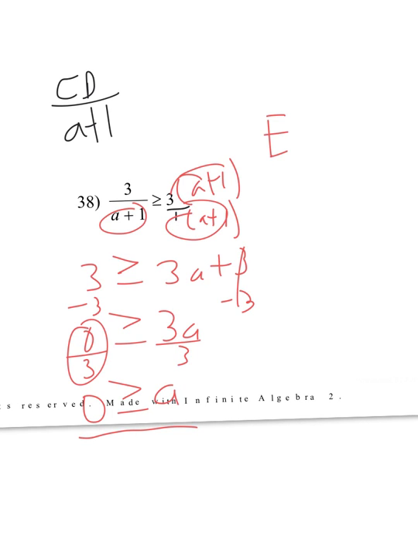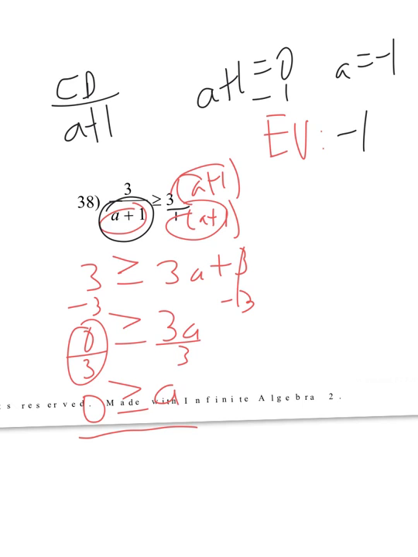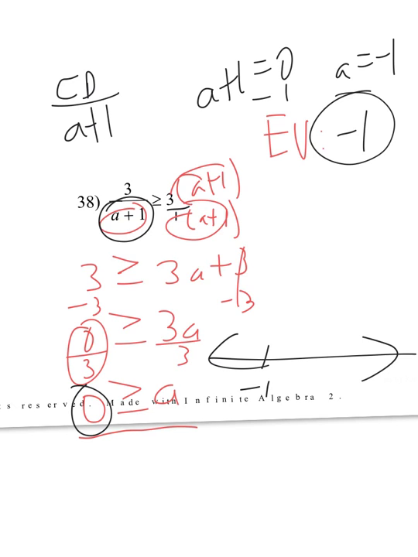We need to look at my excluded value. I could have done this first, but notice I have an a plus 1 down here. If I set a plus 1 equal to 0 and solve, I'd subtract 1, so a equals negative 1 is my excluded value. So we're really thinking on the number line of our excluded value, negative 1, and the value we got when we solved here, which is 0.